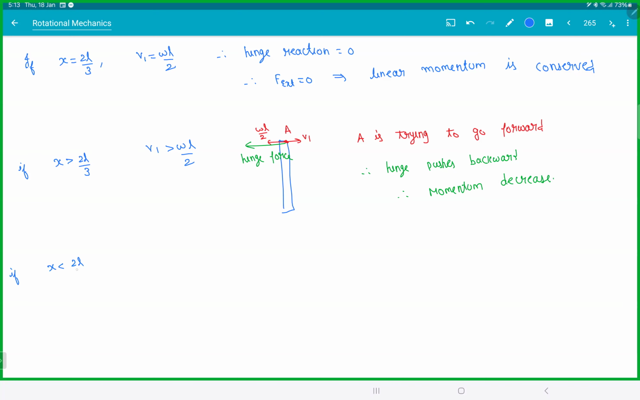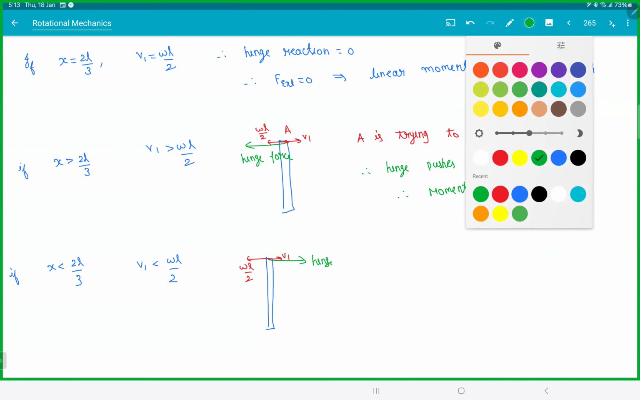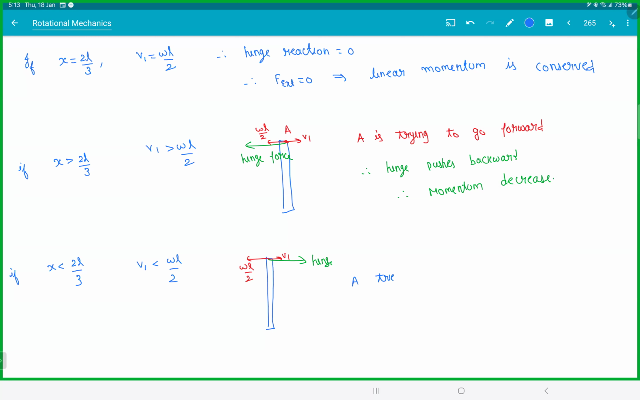If x is less than 2L by 3, then V1 will be less than omega L by 2. That means the topmost point on the rod is actually trying to go backward. So in this case, the hinge reaction will be forward. So in this case, momentum increases. The point tries to go back, the hinge forces forward. Therefore, momentum increases. So depending on where you hit, you can increase or decrease the momentum.